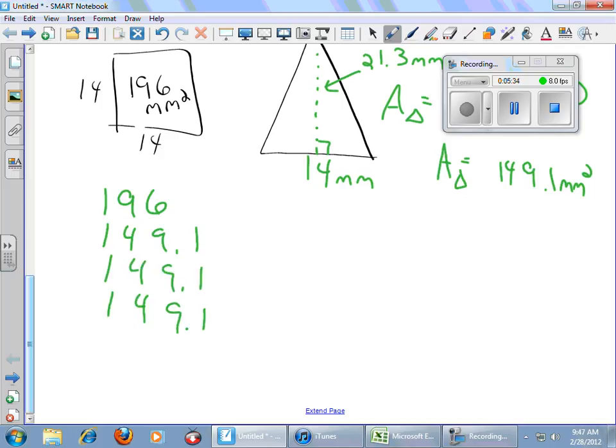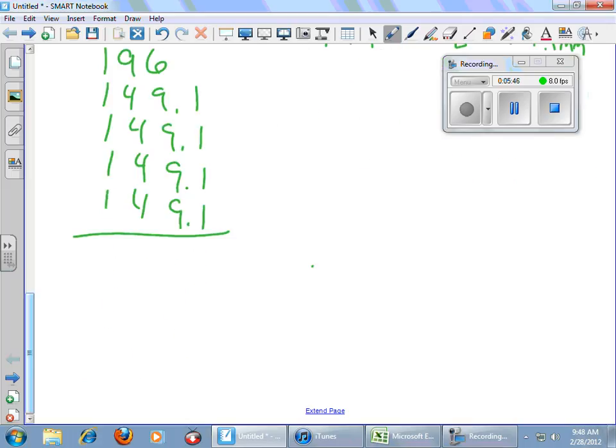Or, because I'm getting tired of doing this the long way, I could multiply 149 and 1/10 by 4, add it to 196, and that would give me the same answer that way. A little bit less work. I have to think about what I'm doing.